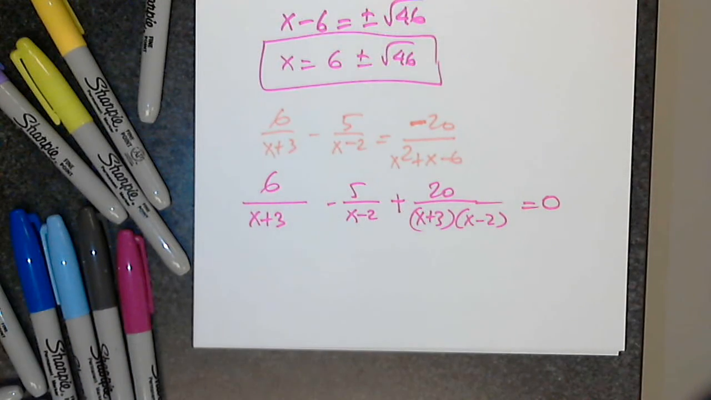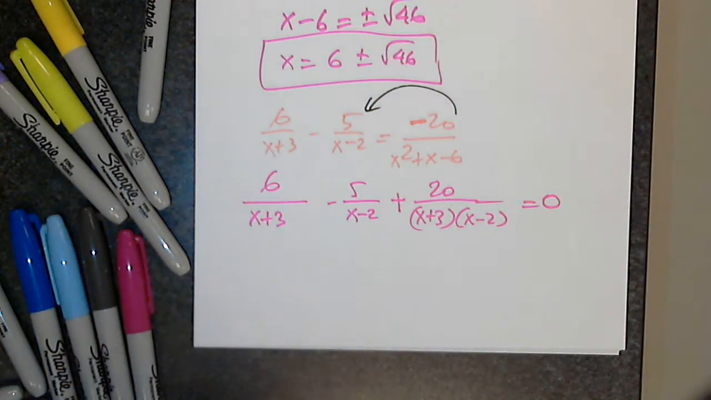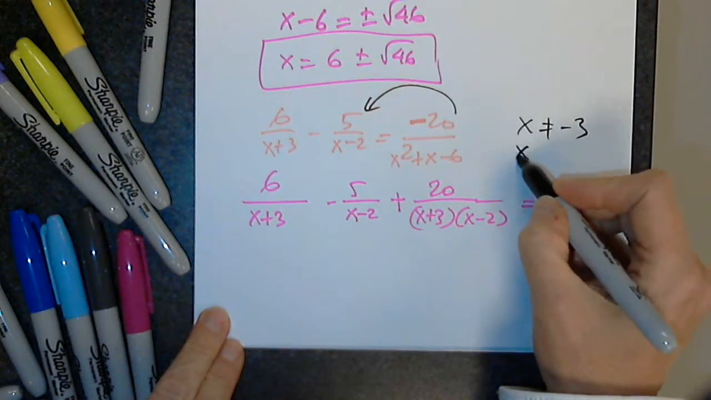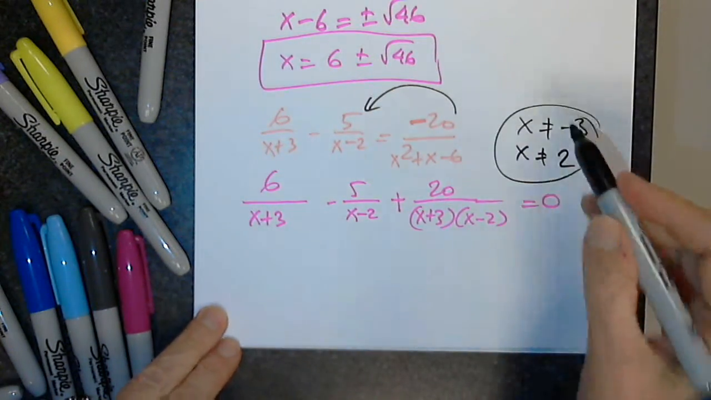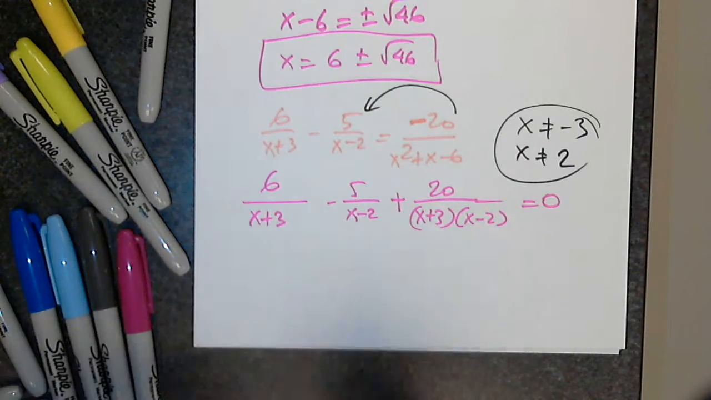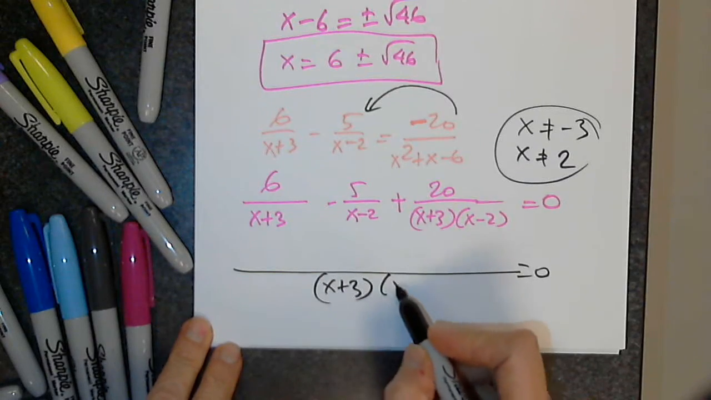Is this okay? Yes? Is this okay? No. Which part is not? Okay. It's not complete. I moved this term to the other side. Is this okay so far? Yeah. I have to write that x does not equal negative 3 and x does not equal 2. This is mandatory when solving rational equations. So then I find the least common denominator, which is x plus 3 times x minus 2.